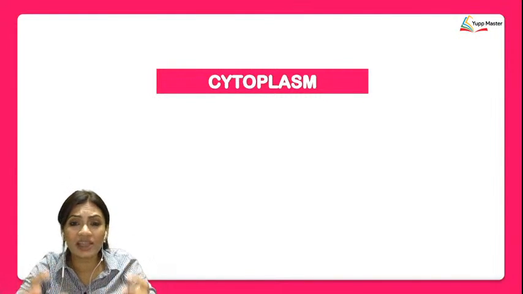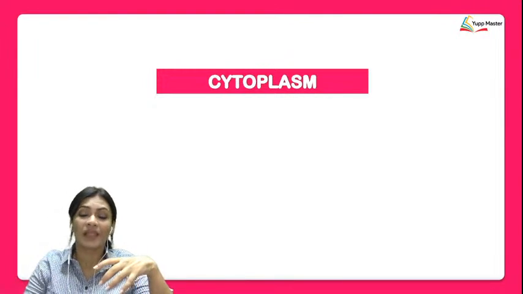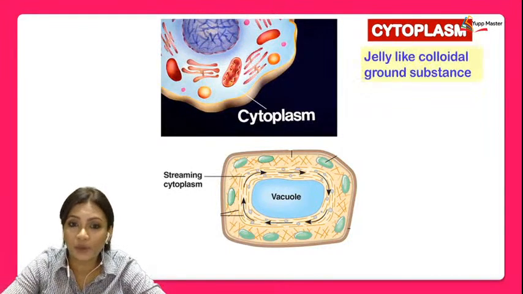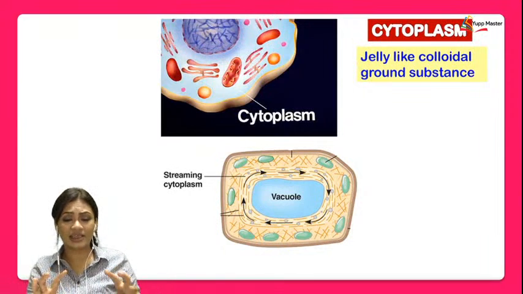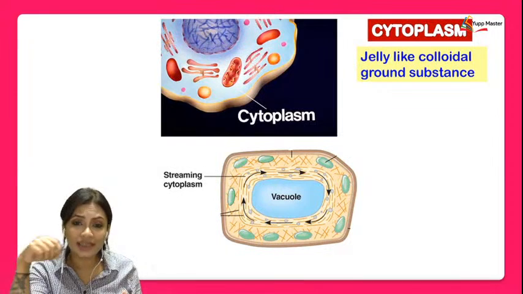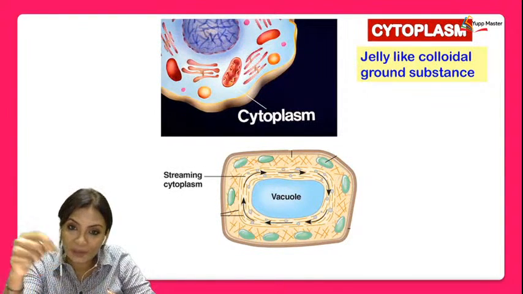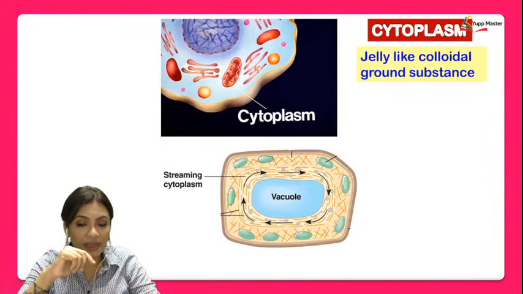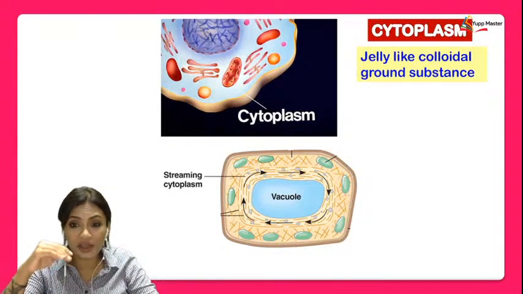This is where each and every cell organelle is going to be embedded inside. Now this cytoplasm, if you see the properties of it, it is a jelly-like substance. It's as if you take a whole jello and put some gems inside it. The jelly is behaving like your cytoplasm, and those gems that you put inside it are behaving as your cell organelles. So this cytoplasm is basically a jelly-like colloidal ground substance.